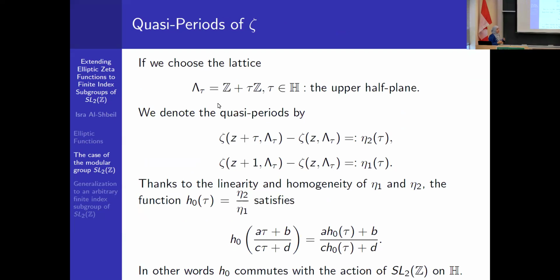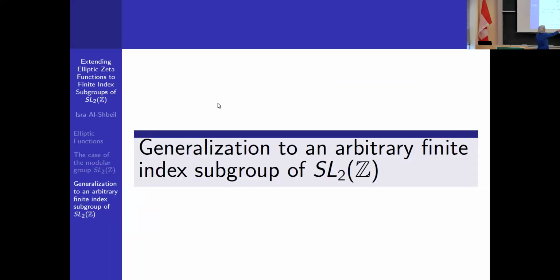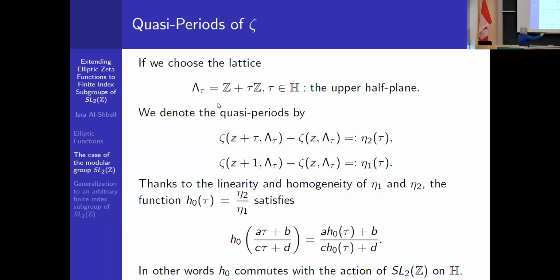Now I will talk about the quasi-periods of the elliptic zeta function zeta. They are defined by eta1 and eta2. These quasi-periods are very important because when we take the quotient of these quasi-periods, it gives us a new function. That function computes the action of SL2(Z) on H in the following sense, and introduces us a meromorphic function, which is defined as an equivariant function.